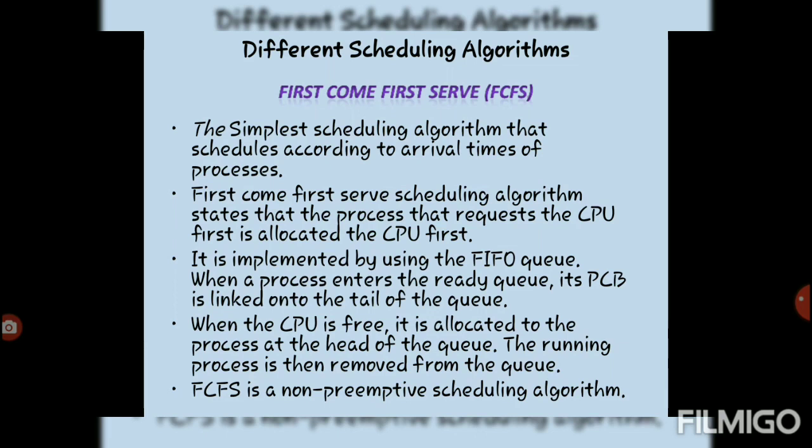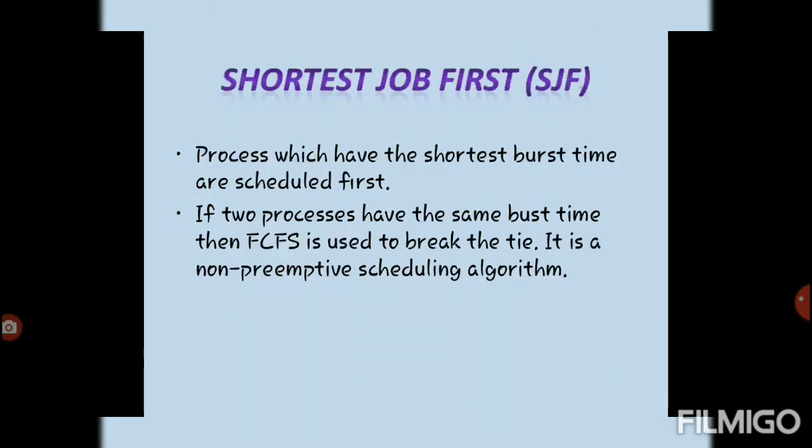I hope you understand. This can also be called FIFO, first in first out. The one which has arrived first will be out first. The one which has arrived second will be out second. The one which has arrived last will be served last and will be out last. So that is called first come first serve. And the second one is shortest job first.